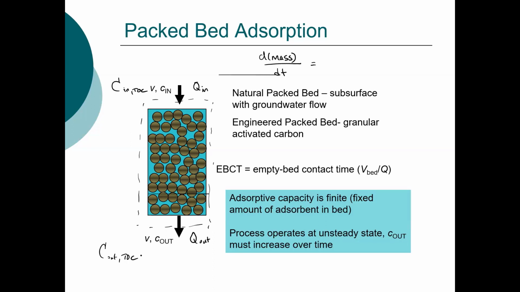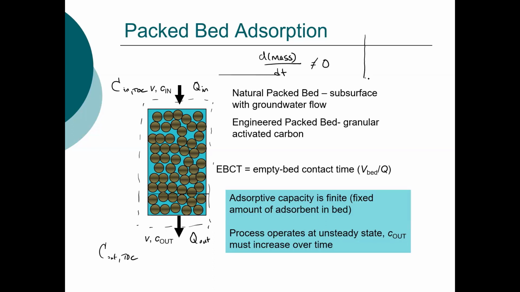If we draw a system boundary around the column, is the change in mass with respect to time 0? The answer is no. And why is it no? Because what's happening over time is that more and more of that TOC is being adsorbed onto the column.